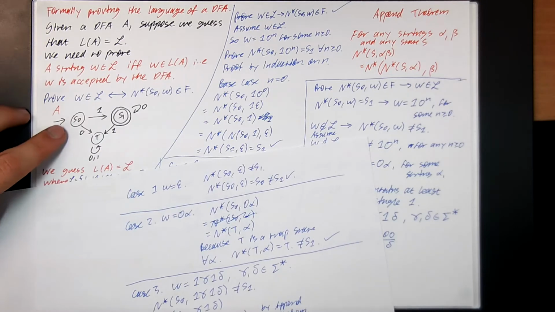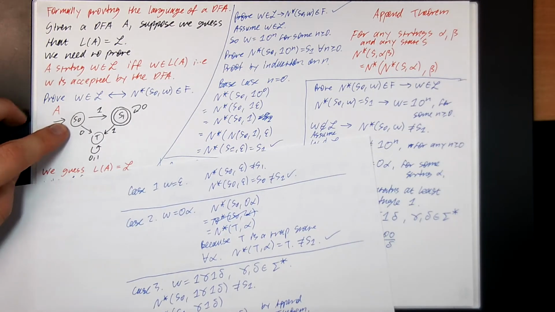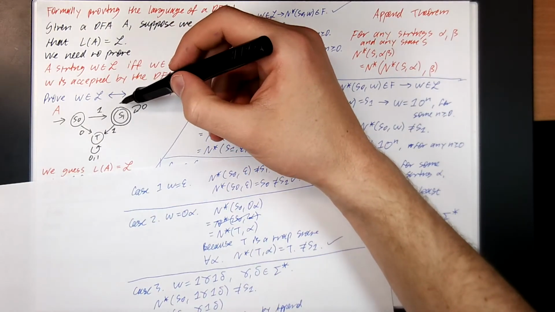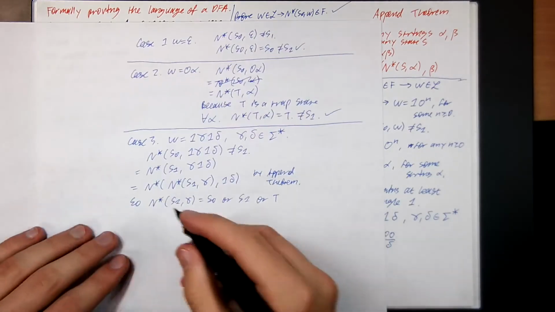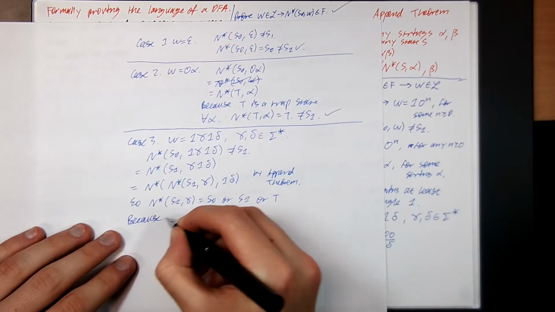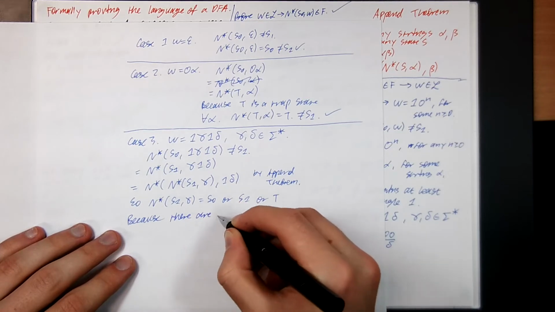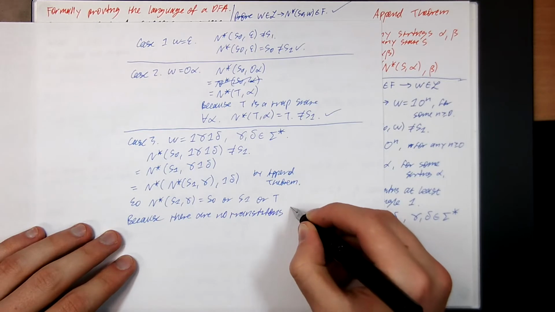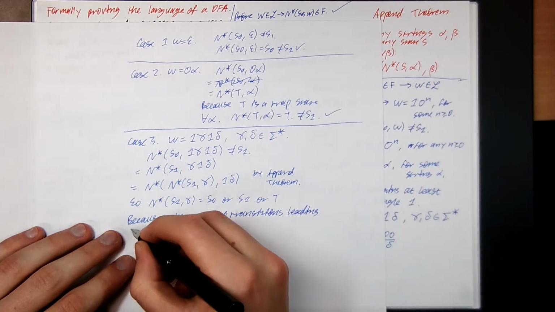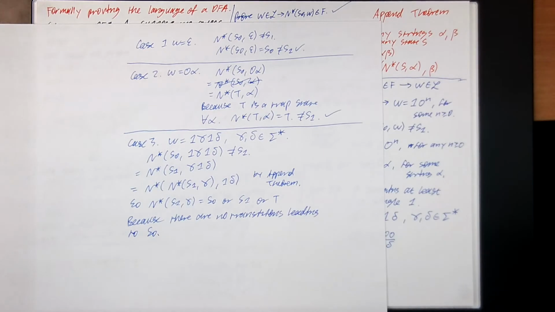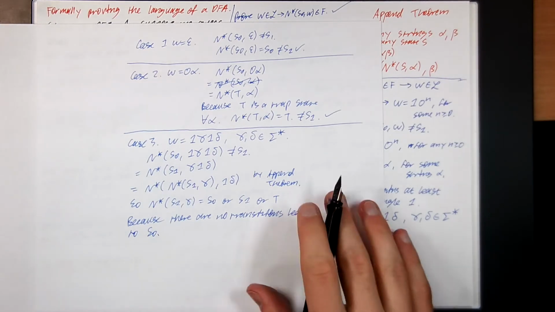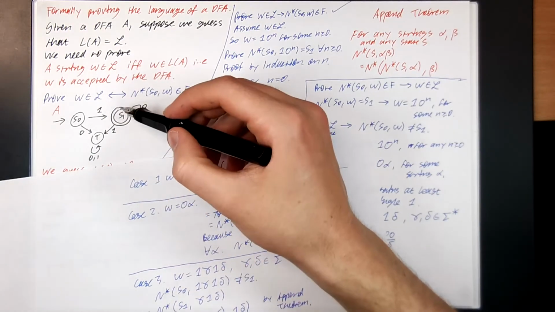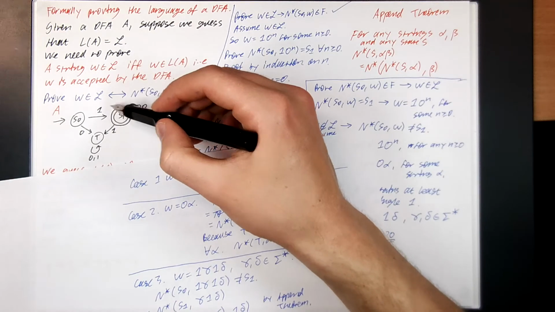Now, if we look at the state S0, there are no transitions leading into S0, right? Which means once you leave S0, you can never come back again. There's no arrow pointing into S0. So, because there are no transitions leading to S0, we know that for any other state and for any other string, we can never get to S0. Because if I'm in any state, say S1, it doesn't matter what I read, I can never get into S0, because there is no arrow going backwards.